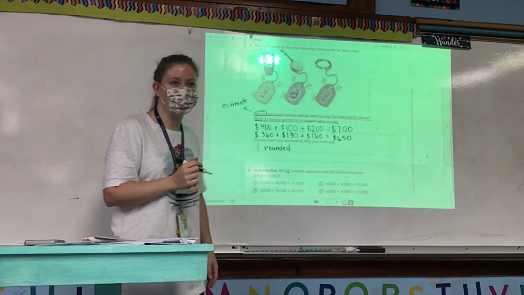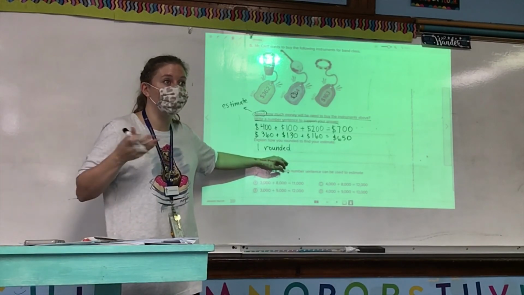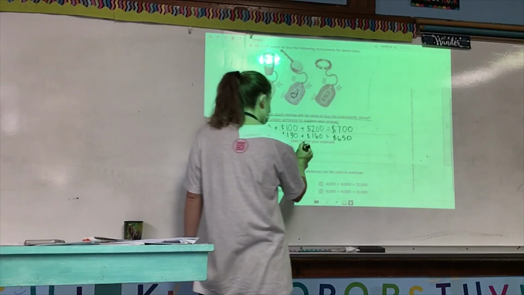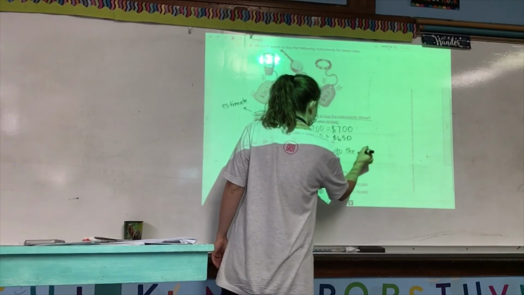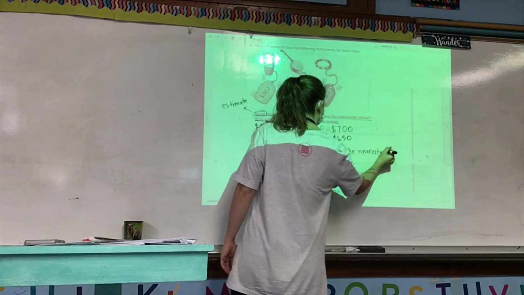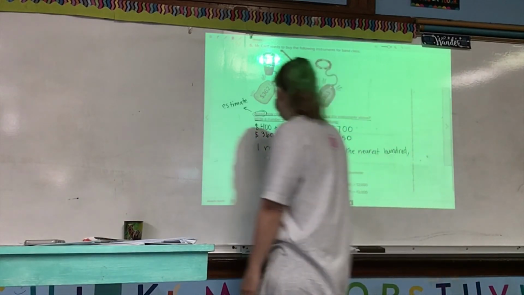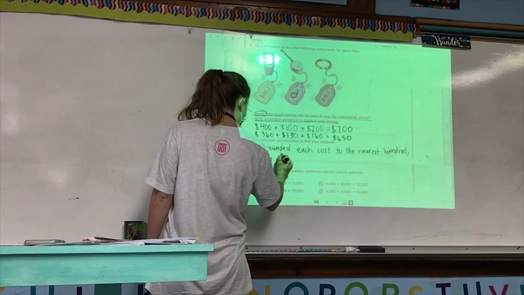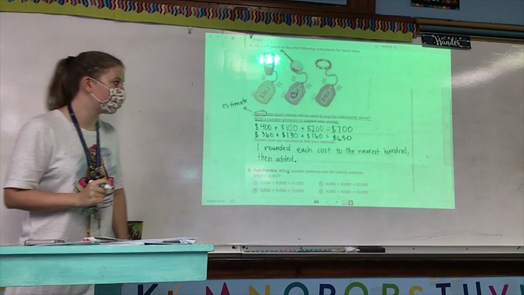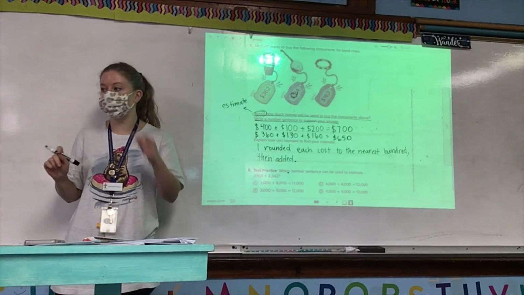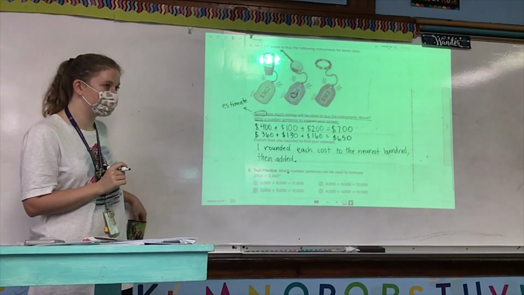Don't cross out your answer. But if you don't have this, write it with red pen, but do not cross out your answer because you could still be right. I rounded each cost to the nearest 100, comma, then added. That's all they were looking for. But don't cross your answer unless you have nothing there. Don't cross out your answer. Just rewrite that answer to the side.